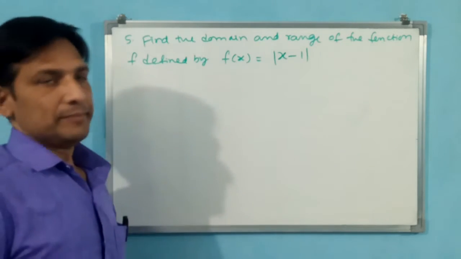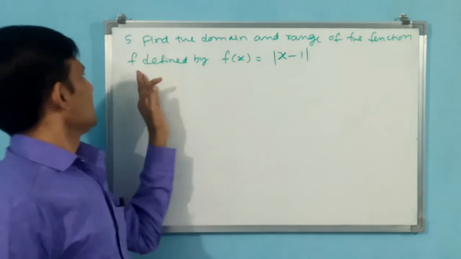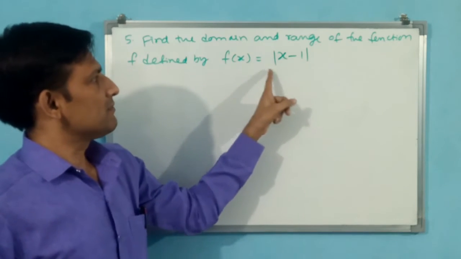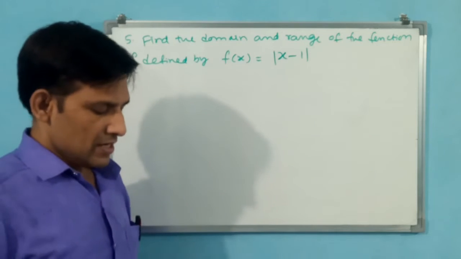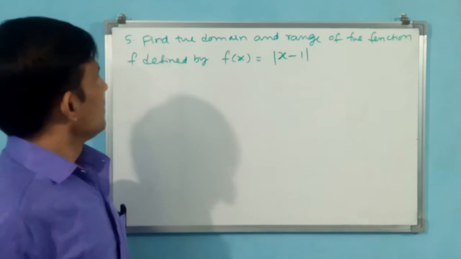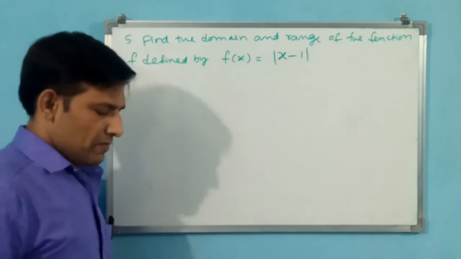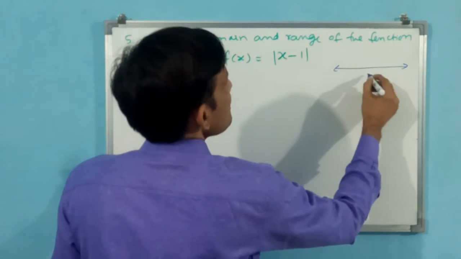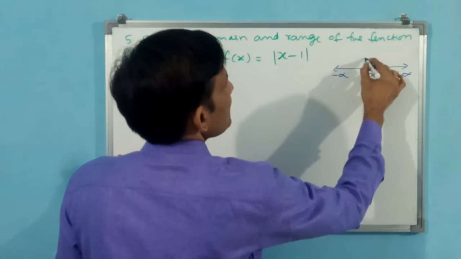See the 5th question. Find the domain and range of the function f defined by f of x is equal to modulus of x minus 1. Okay, this is the question. We have to find domain and range both. Like earlier, we will write the real number line here like this. Okay, 0, minus infinity, plus infinity, R.